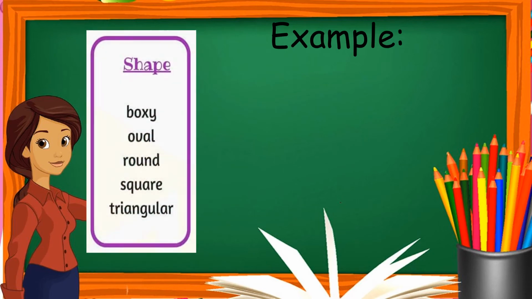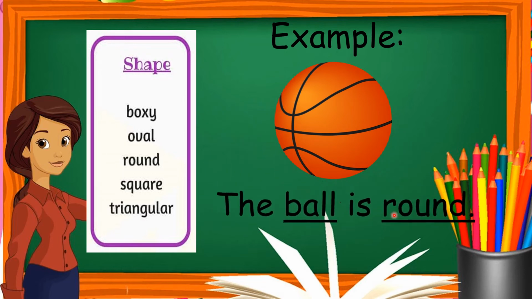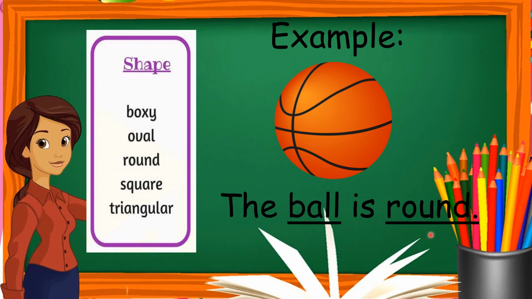Another example. It describes or modifies the shape. Okay, what can you say about the ball? Yes, the ball is round. Yes, the ball is round. So what is the adjective here in the sentence? Yes, very good. Round. And it describes the shape. Very good. Okay. Color, size, shape, and another one here.